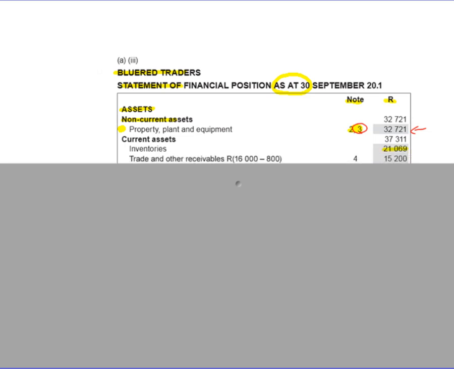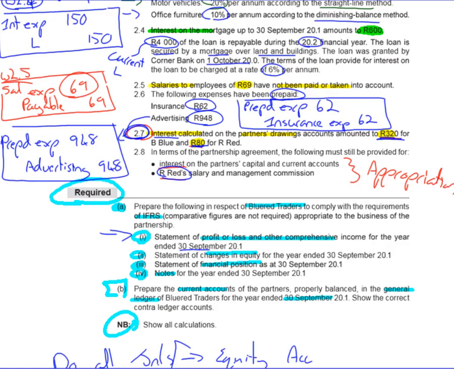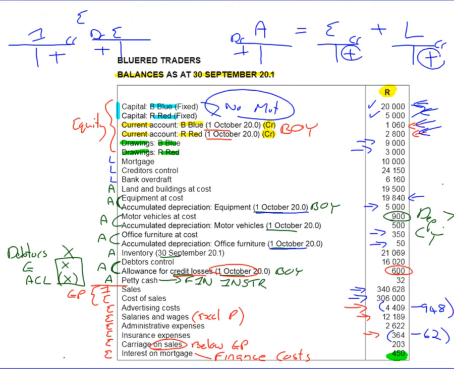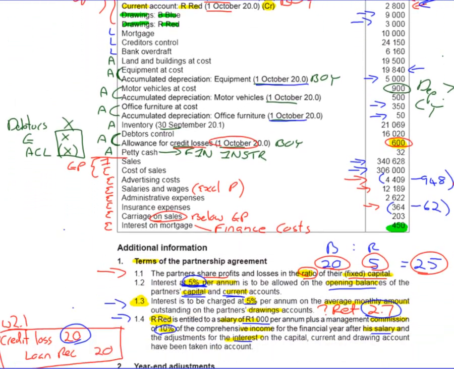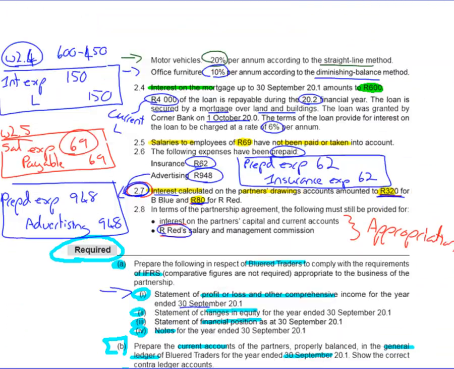Trade and other receivables, remember the gross was 16 minus the 800 allowance for credit losses. Where did I get that from? Let's quickly have a look at the question. Remember, your allowance for credit losses is not the 600, right? There was a movement. Do you recall? We worked that out, and that movement went from 600 to 800. So let's have a look for it quickly.